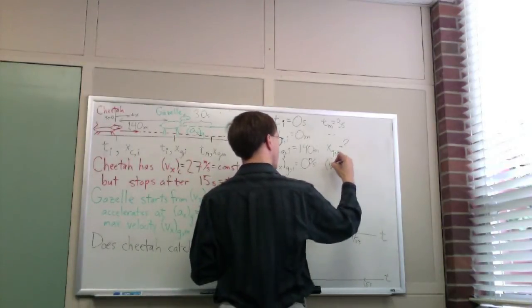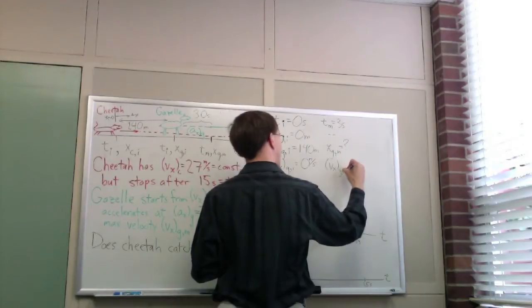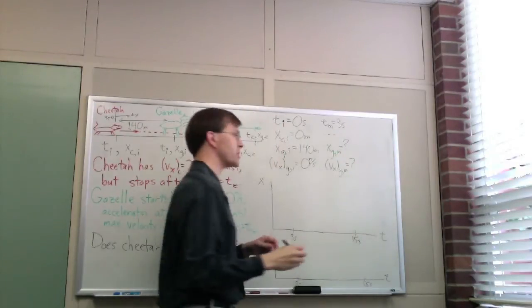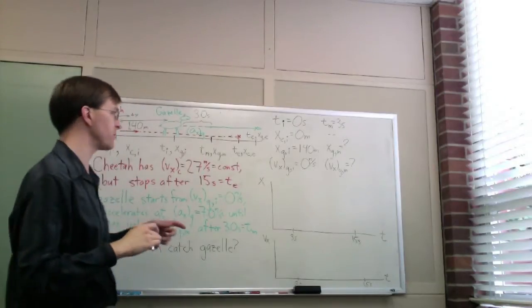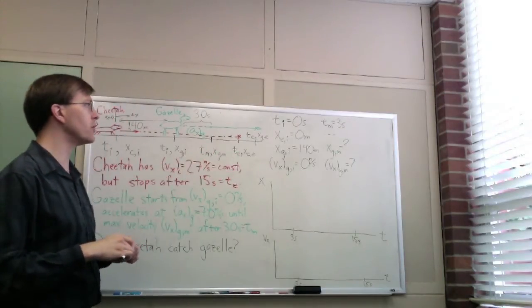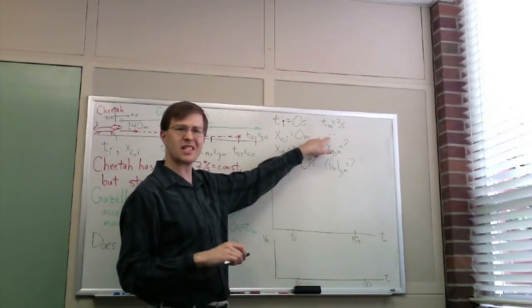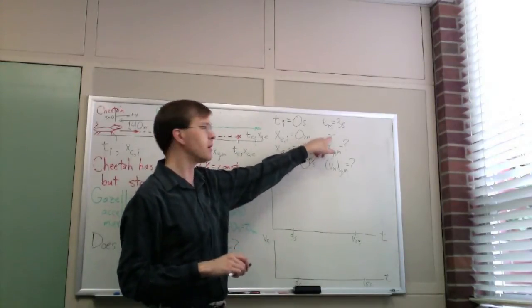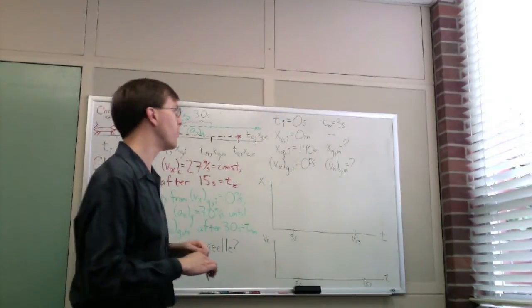I also don't know what Vx gazelle maximum is. I really wish I knew what the gazelle's maximum speed was. The gazelle wishes it knew what its maximum speed was, but we don't know that yet. So I also don't know the cheetah's position at that time, but it turns out that's not going to be an interesting question anyway. So that's also an unknown, but I'm not going to worry about it for now.